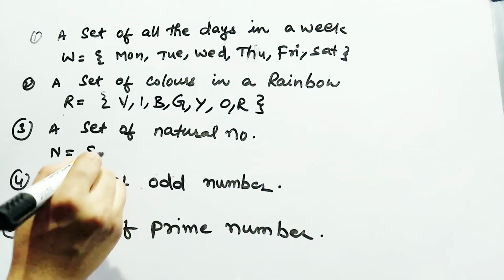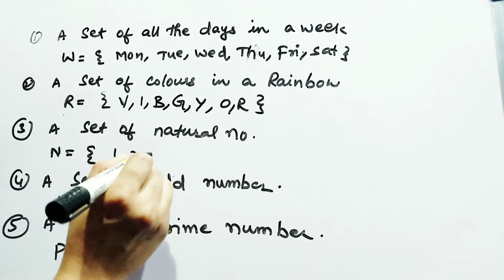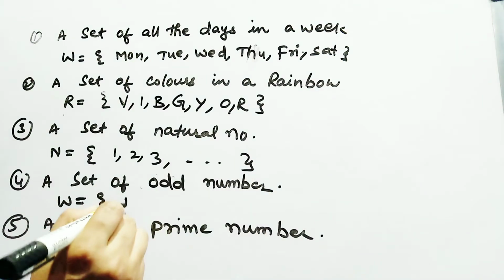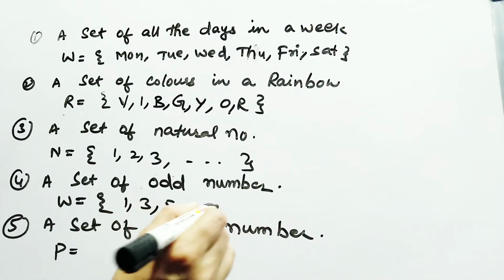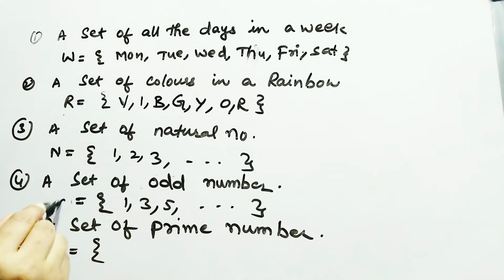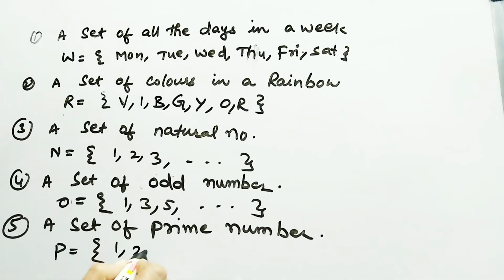You can write the set of natural numbers. Natural numbers start with 1, 2, 3, and so on. What are odd numbers? 1, 3, 5, and so on. What are prime numbers? You can write any set name. The set of prime numbers: a prime number is divisible only by 1 and itself. 2, 3, 5, 7, and so on. These are some examples of the roster method.